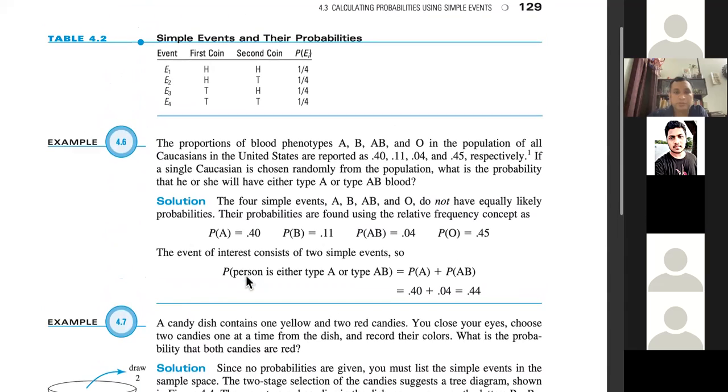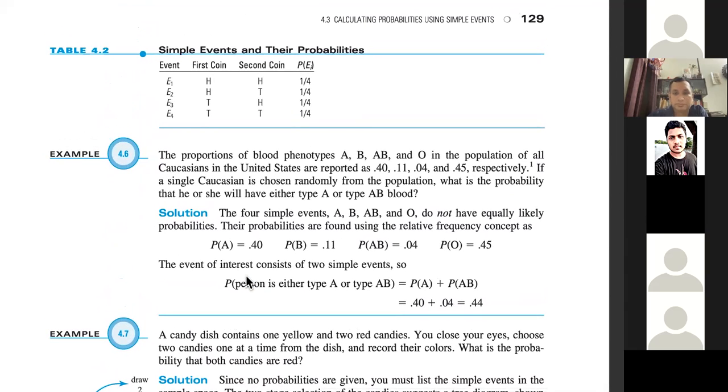Here, let us look at some problems. The example is: the proportion of blood phenotype A, B, AB and O in the population of all Caucasians in the United States are reported as 0.4, 0.11, 0.04 and 0.45. Among all Caucasians, A is 0.40, B is 0.11, AB is 0.04, and O is 0.45.